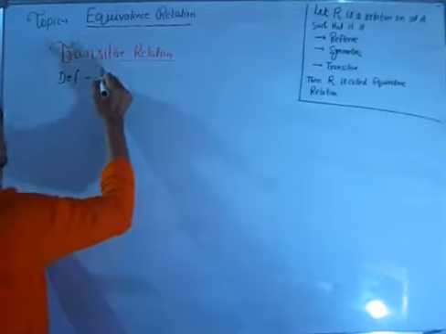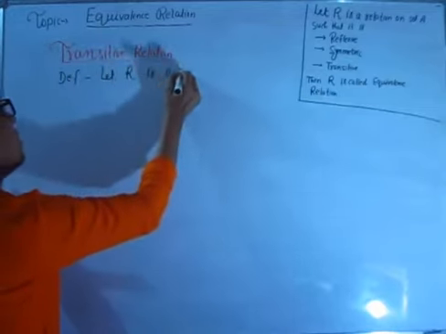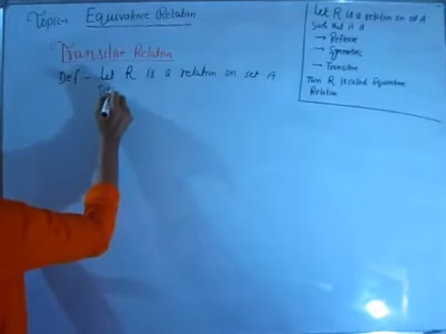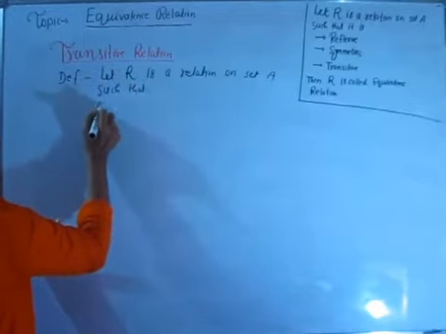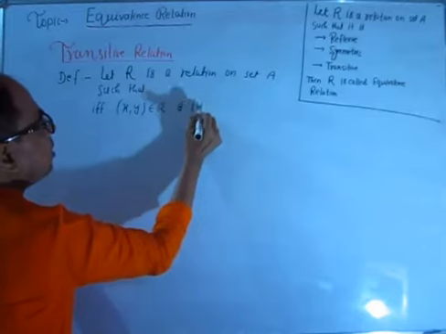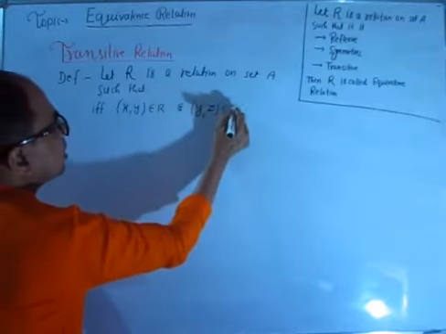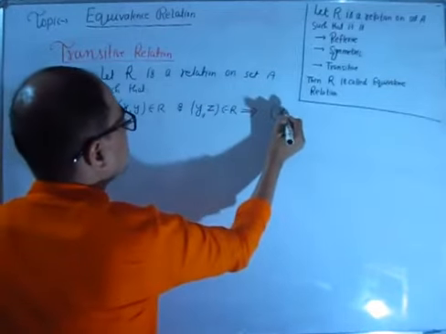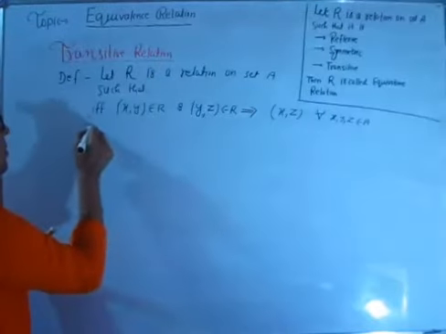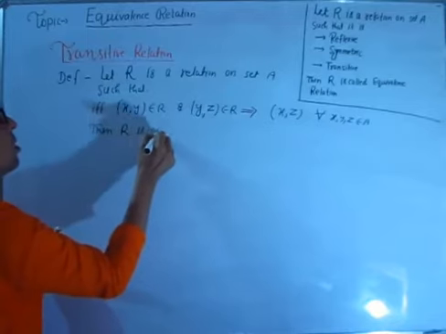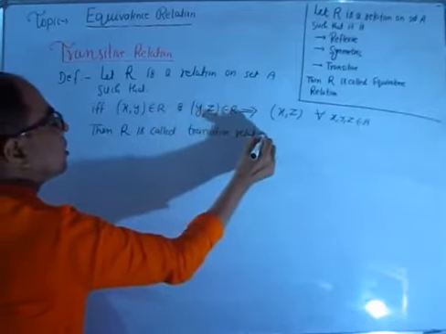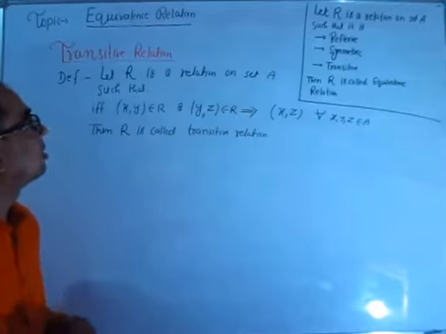Let R be a relation on set A such that if X is related to Y and Y is related to Z implies X is related to Z for all X, Y, Z belonging to set A, then R is called a transitive relation. So this is the mathematical definition of the transitive relation.